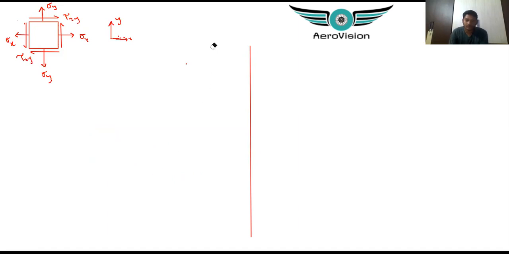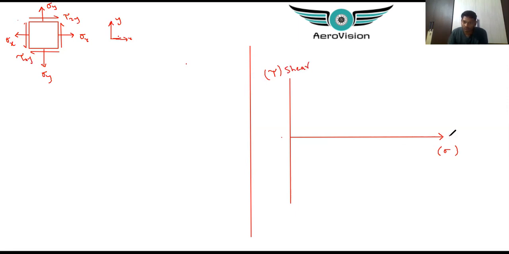So now the MOHR circle. To draw the MOHR circle, first we'll draw coordinate axes. On x-axis, you have normal stresses sigma. On y-axis, you have shear stresses tau. Now, let the origin be O.